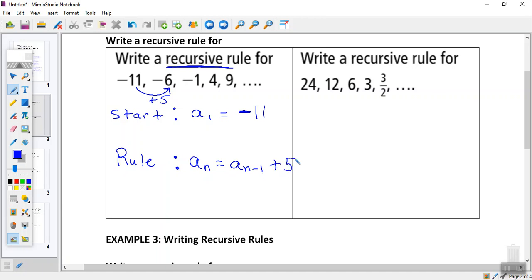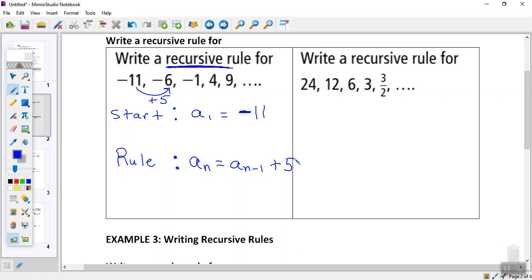Okay? And that would be your rule right there. All right? So again, first part of this is to do what? Okay, so A1 is equal to negative 11. Okay, the rule then is going to state that, okay, I'm at negative 11 now, so the next term, A2, has to equal the now term, A1, right?